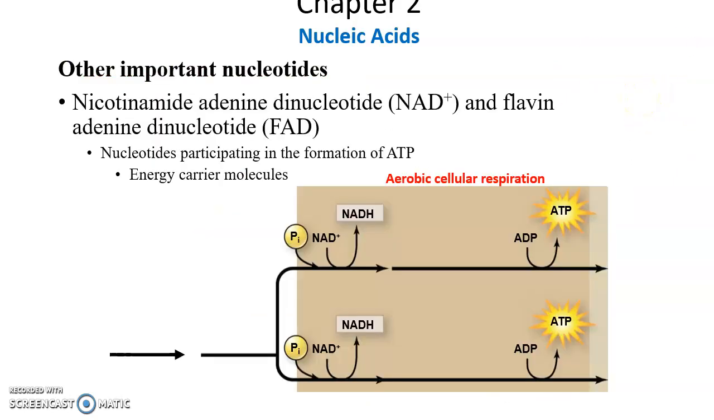There are a few other important nucleotides. We're not going to remember these names, but NAD and FAD show up very importantly in aerobic cellular respiration. So in that process of turning glucose into lots and lots of ATP, they act as carrier molecules. They will carry energy around within the mitochondria that then eventually gets used to make even more ATP. So NAD plus and FAD.